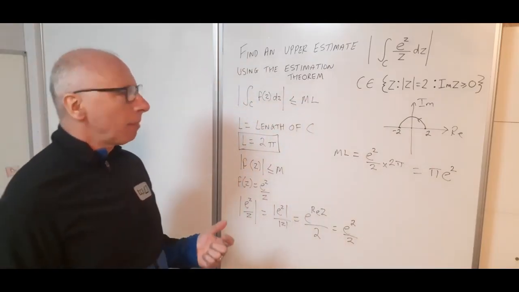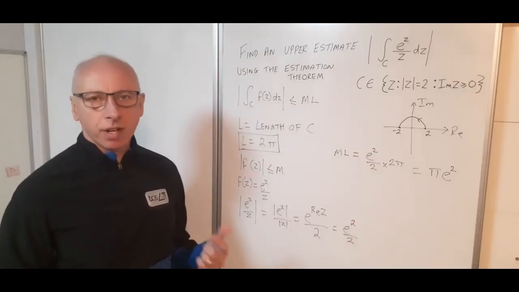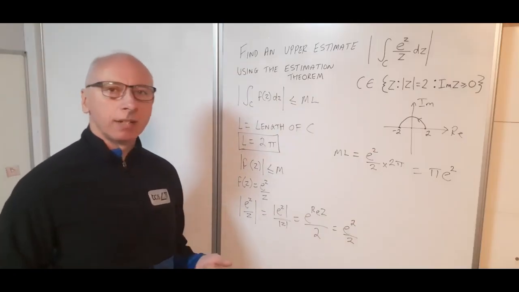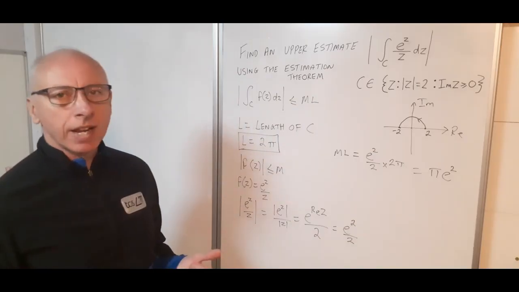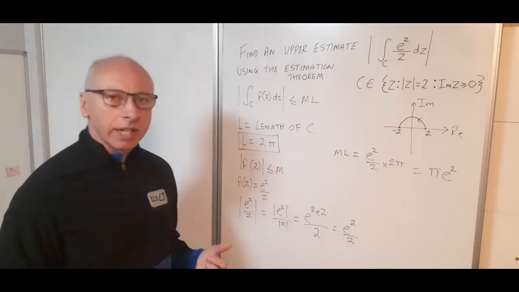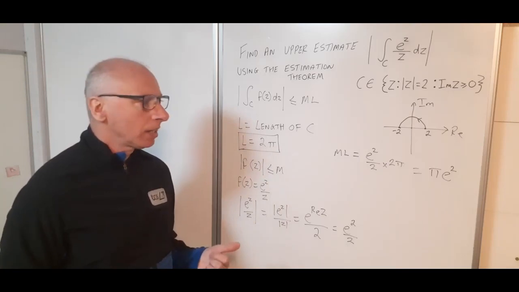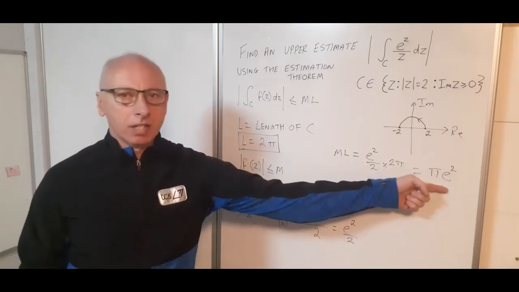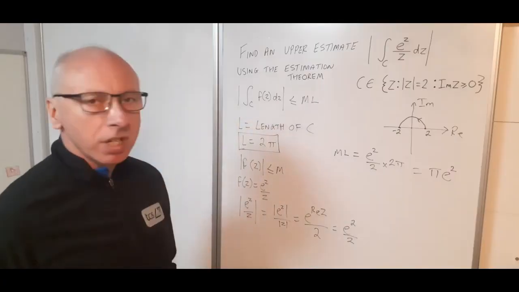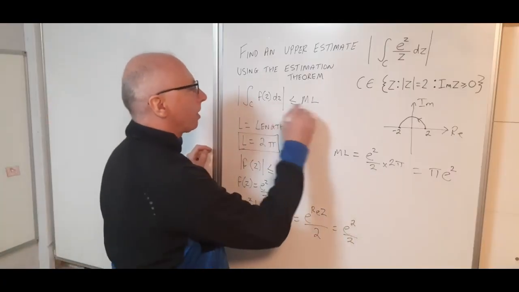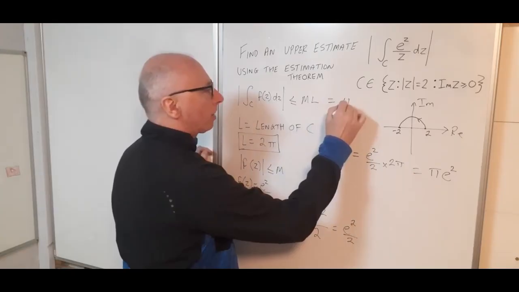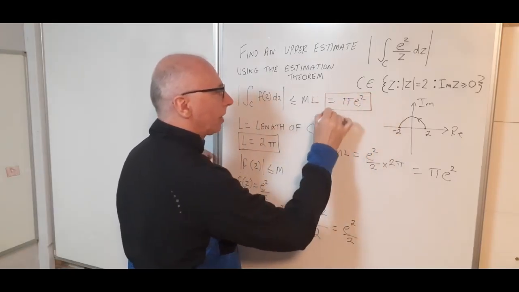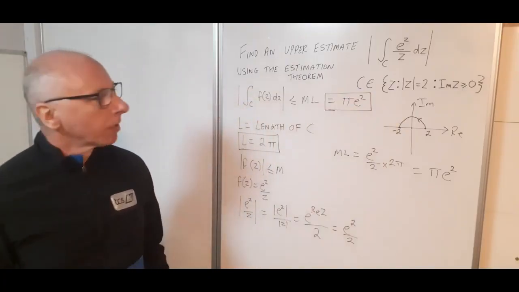Now with the ML inequality using the estimation theorem, this will not always be the only answer. Sometimes you can get different answers. So we're looking for an answer with not too much complicated algebra and a reasonable estimate that's not ridiculously large. So this looks to me like pi e squared is going to be a reasonable answer. So in this case here, our answer is pi e squared, and I'll be happy to define that as our answer to this question.